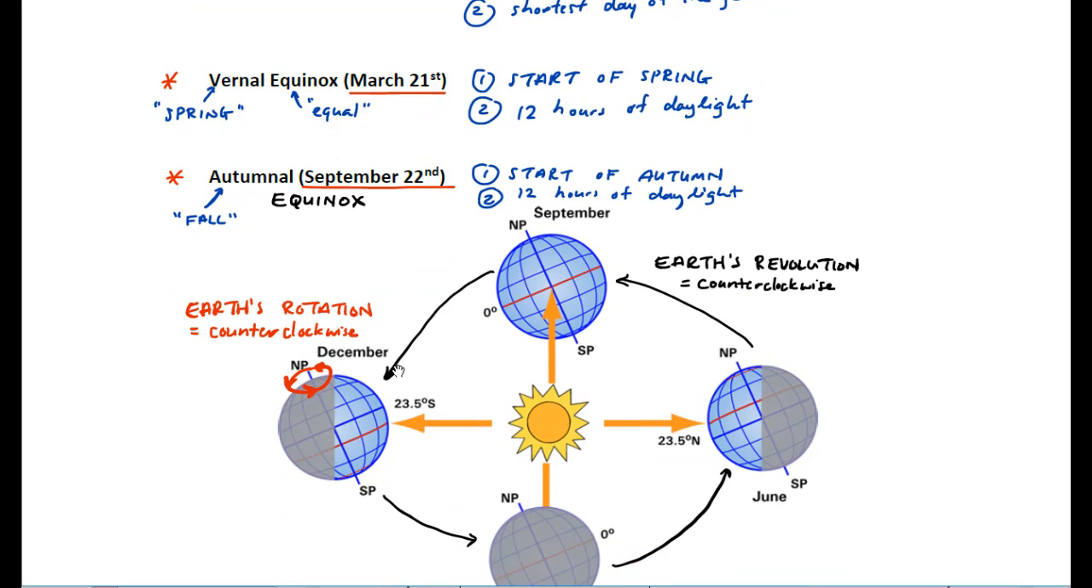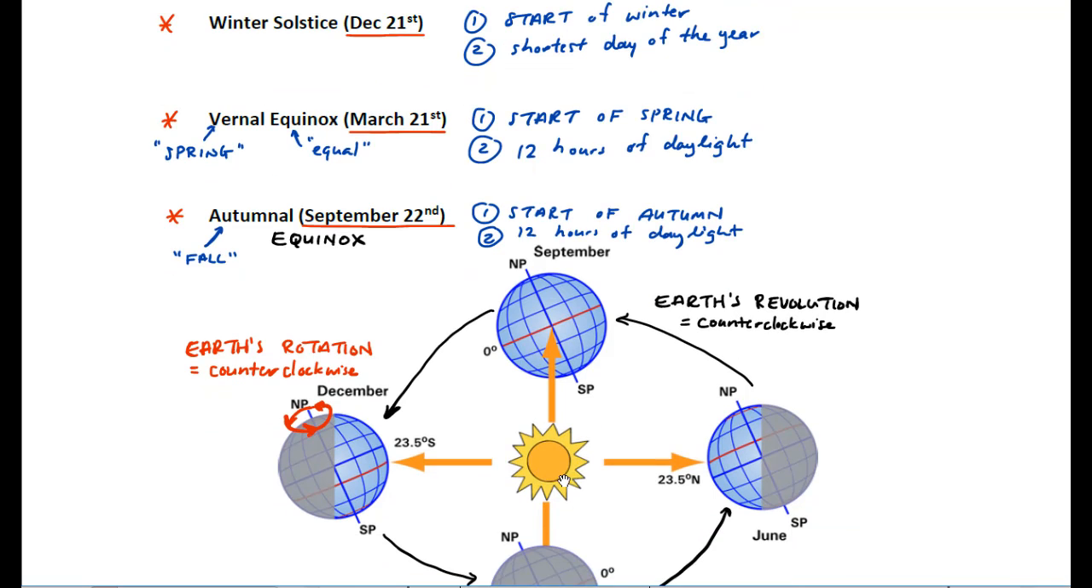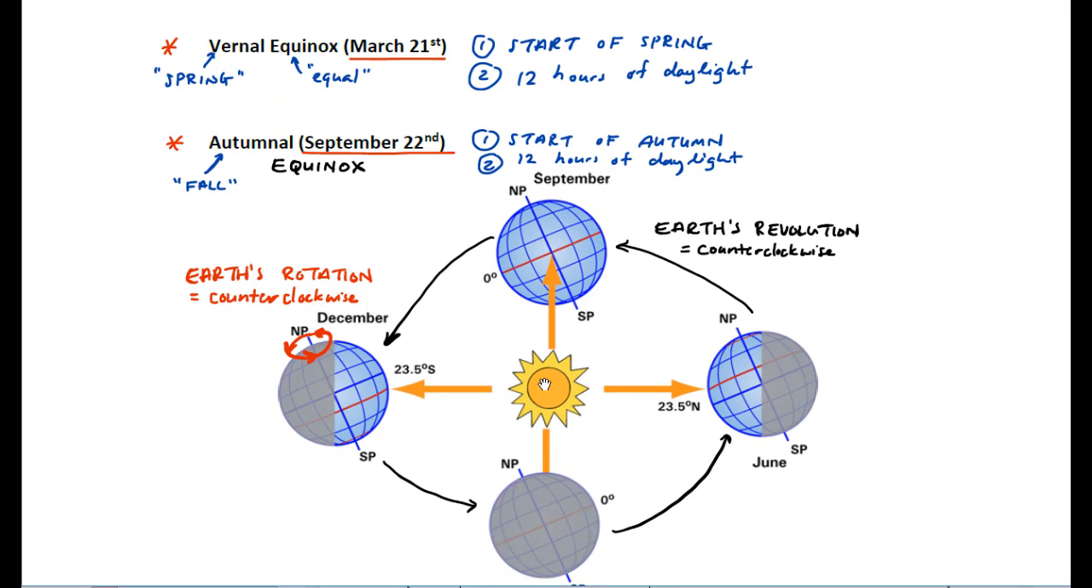On the exact opposite, when the sun is striking the Tropic of Capricorn, it might be summer in the southern hemisphere, but in the northern hemisphere, that's our first day of winter. So the winter solstice is the start of our winter, and it is our shortest day of the year, December 21st.